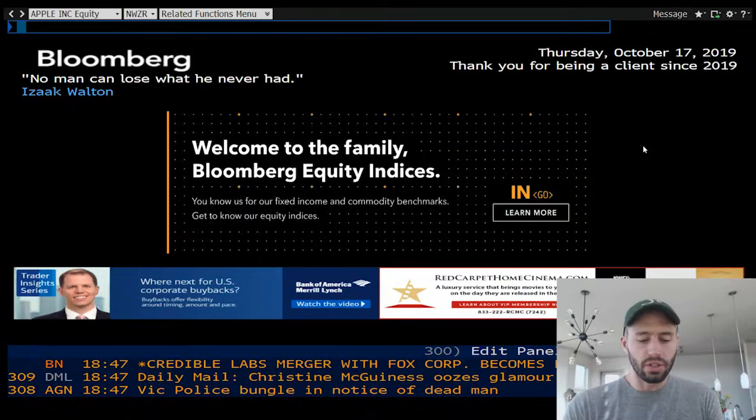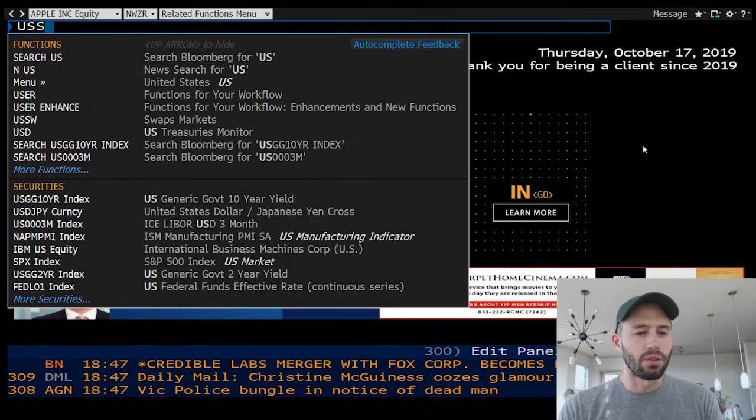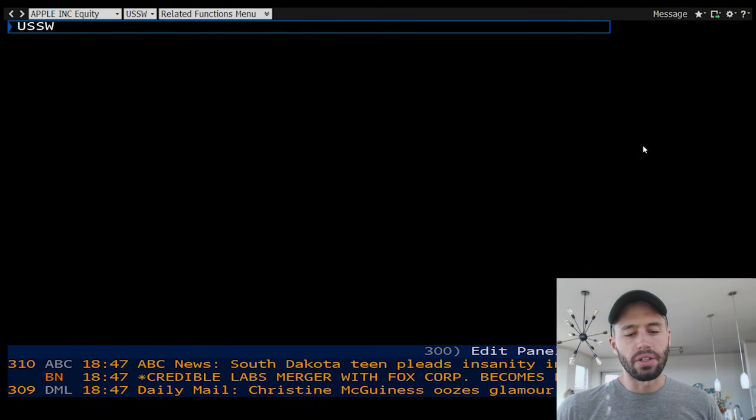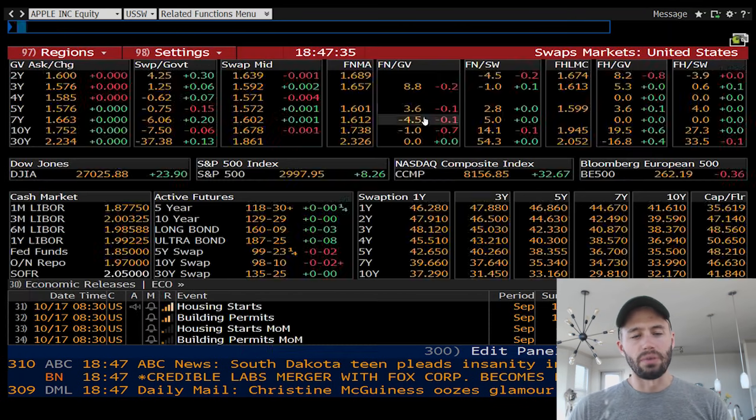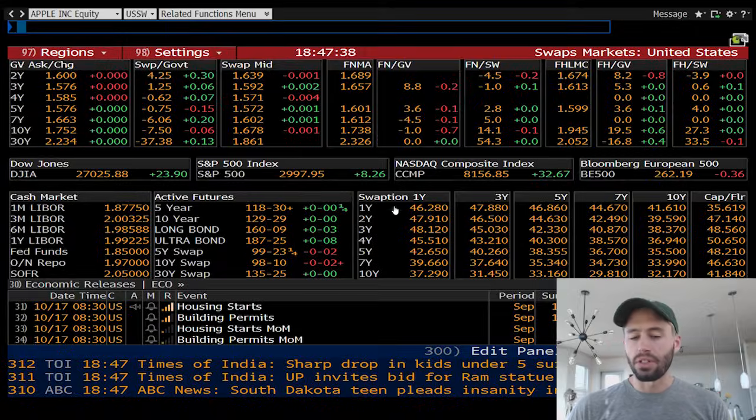The first one I wanted to show you guys is USSW, which is the swap market, and you can see here it pulls up all of the different data on swaps. Here we have different prices, and we even have swaptions. Swaps are basically an interest rate derivative that banks use to transact and to take certain stances on interest rates, whether they're going to move up or down. Not really something that I've ever traded in my career, and individual traders don't trade them at all either. But professional traders are going to be using this kind of stuff, and so this is an example of the types of things you can find on Bloomberg.